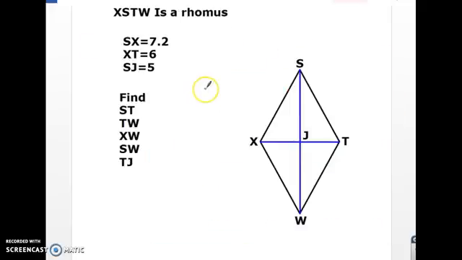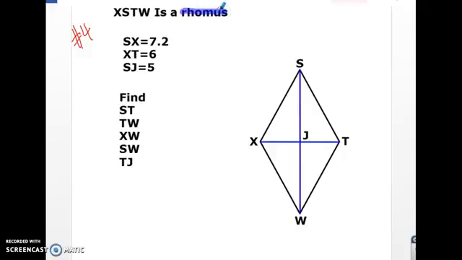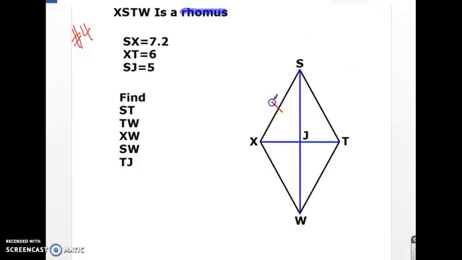All right, let's take a look at station number 4, or problem number 4 if you're following along at home. First thing we want to look at again, notice that this is a rhombus. If you are following along at home, get out your notes and flip to the properties of a rhombus. There are a few. The main one in this definition is that all of the sides are the same. This will be very helpful for today. We know that SX is 7 2/10. That means all the sides have to be 7 2/10.